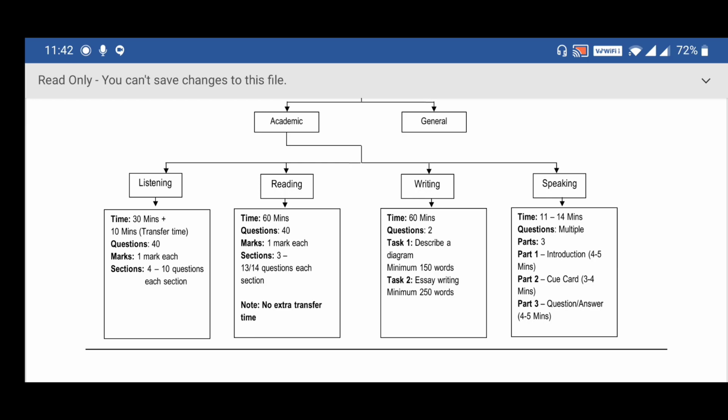For your reading exam you have 1 hour. Please remember, for your reading exam you do not have any extra minutes. That means no extra 10 minutes. You will directly be answering all your answers on your answer sheet. Why? Because if you make a mistake of not transferring, they will not even tell you now you have 10 minutes left and now please transfer your answers. No, they will not say anything like that. You're supposed to know beforehand that there is no transferring time for your reading exam. Your reading exam is for 60 minutes and no extra transferring time.